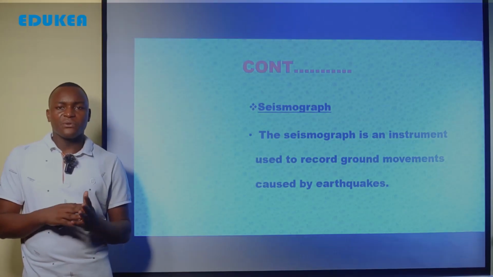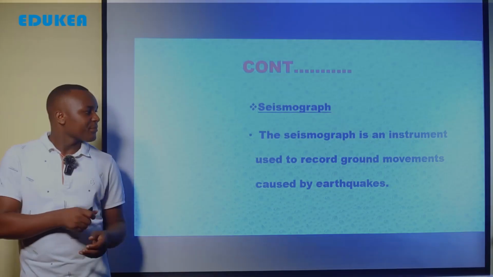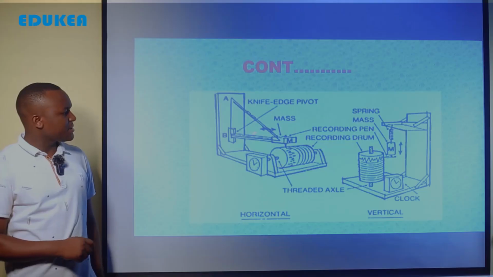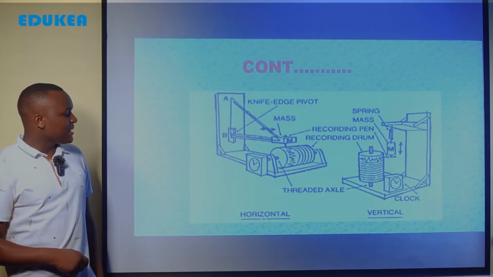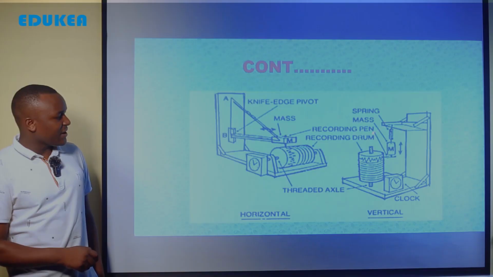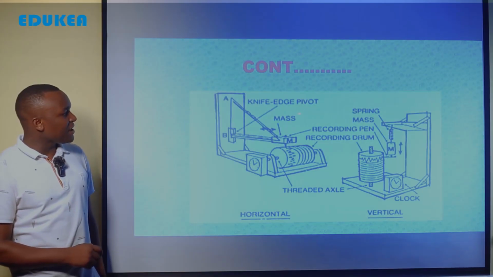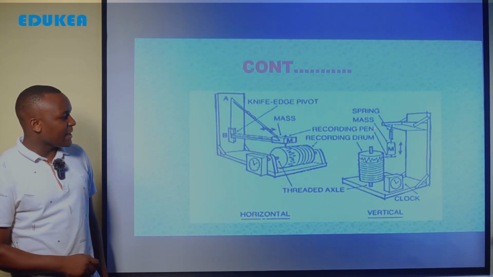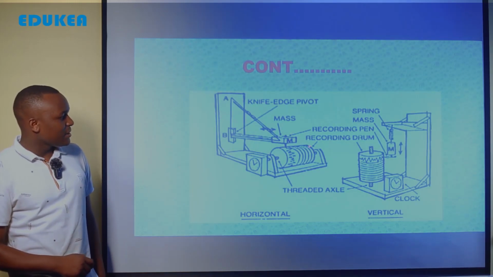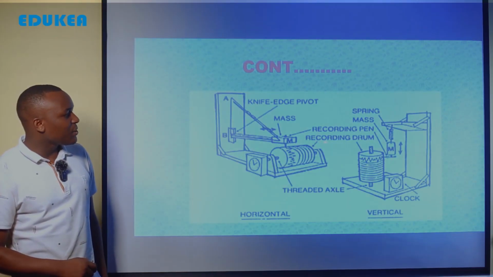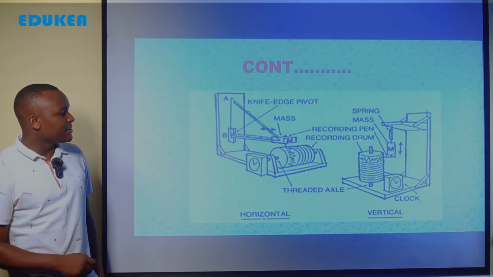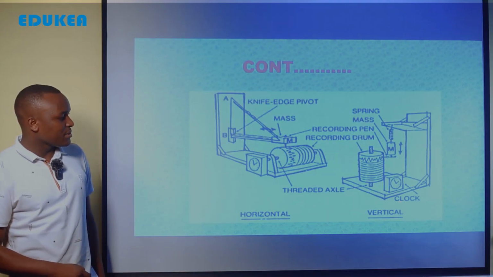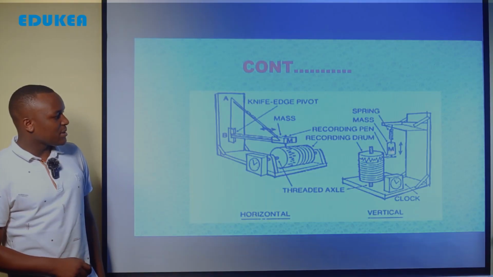As you can see in the diagram, this is the structure of the seismograph. There is horizontal and there is vertical. There is a knife edge pivot, there is mass. There is a recording pen, this one, the recording pen. There is a recording drum. There is a threaded axle. There is a clock. Also there is mass, there is a spring. That is the structure of the seismograph.